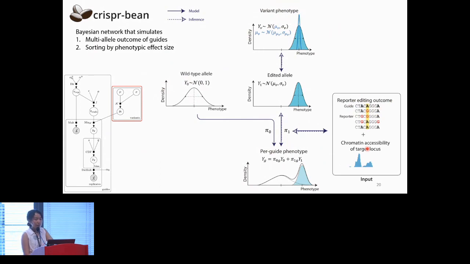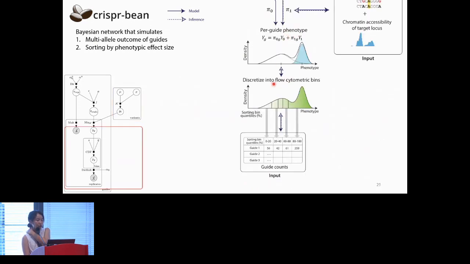In the downstream, we are going from the per guide editing outcome and doing the in silico sorting of cells, just as how we do in the experiment. And from this proportion of cells that falls into each sorting bin, we are modeling the guide count as an over-dispersed multinomial distribution.